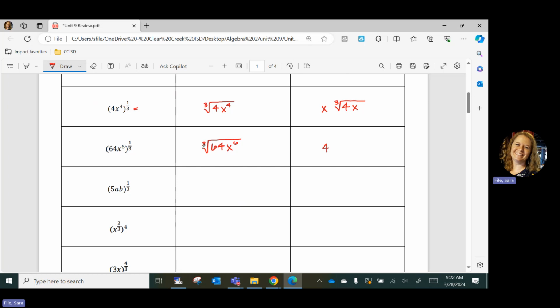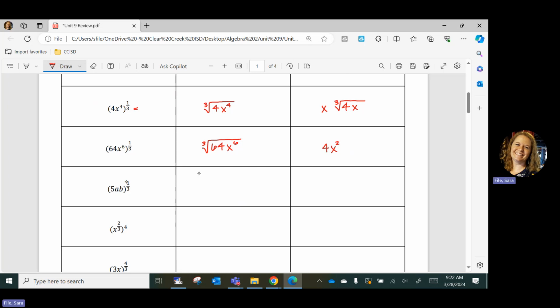So a 4 gets to come out. And then 3 goes into 6 twice, so an x to the power of 2 gets to come out. And there's no leftover. 3 goes into 6 exactly 2 times, so there's nothing left under the radical. The radical's gone. So it's just 4x squared.